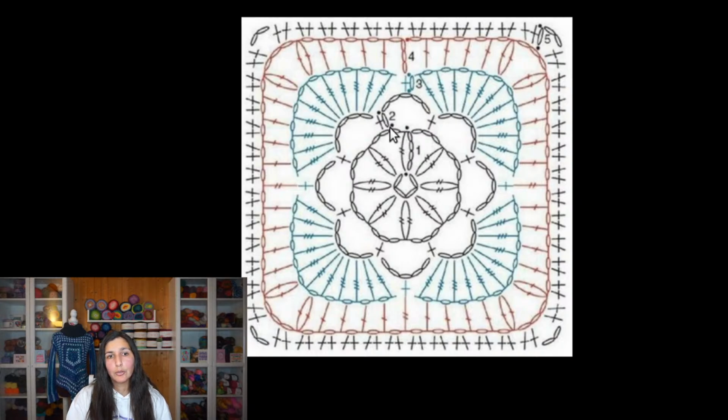But here, when we go into row number 2, we have a chain 1, and then we have a single crochet, but as we look at the rest of the pattern, there's only chain 1s everywhere. There are only single crochets everywhere. You guys see that? So, the beginning chain of round number 1 counts as a stitch. However, the beginning chain of round number 2 does not count as a stitch. Do you guys understand how to figure out if the beginning chain counts as a stitch or does not count as a stitch? Let me know if that was clear.